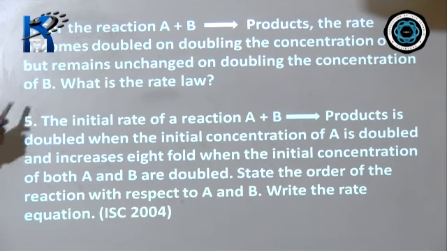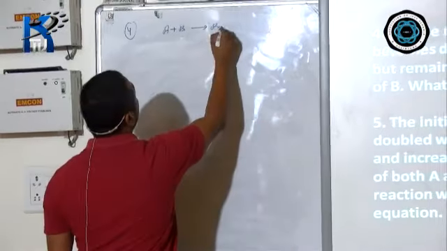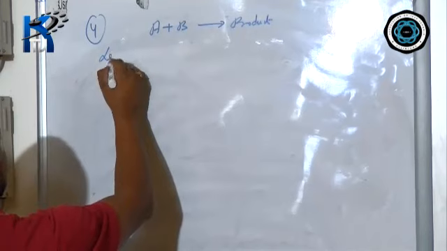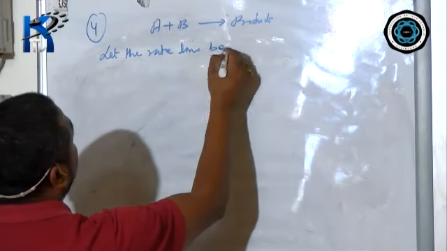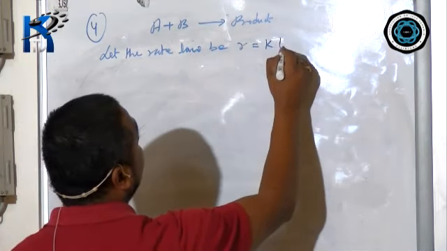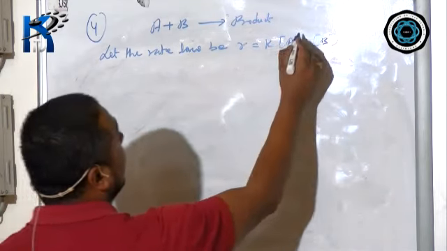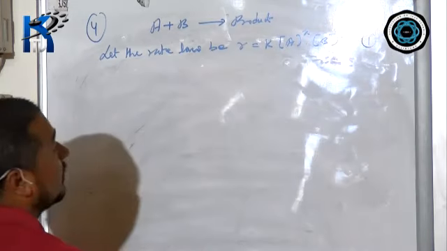Since they have asked you rate law, students, so first you suppose the rate law again. So I'm doing question number 4 now. The reaction given to you is A plus B gives you product. And since they are asking you to find the rate law, let the rate law be R is equal to K into concentration of the reactants, and the reactants here are A and B, and let the orders be x and y because we don't know, and this is your equation 1.